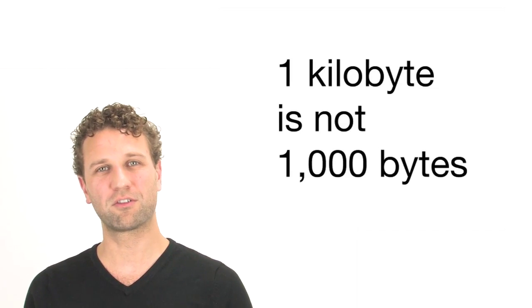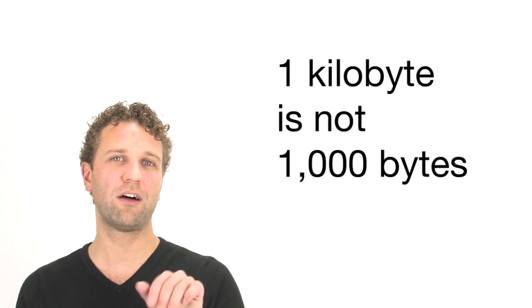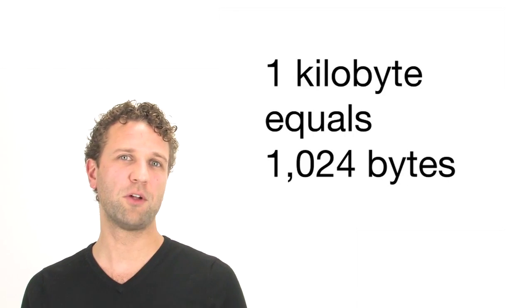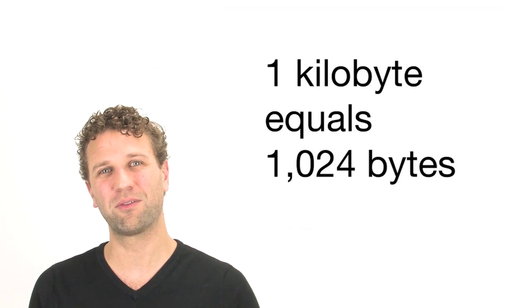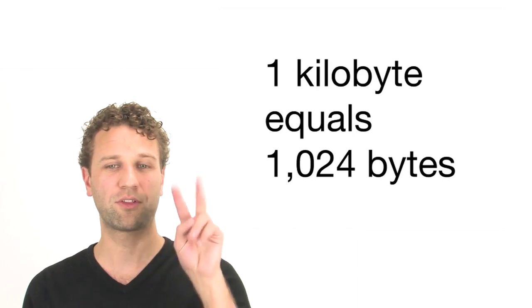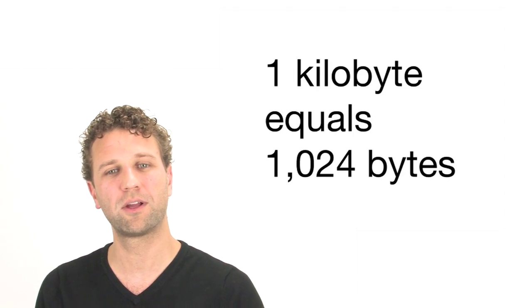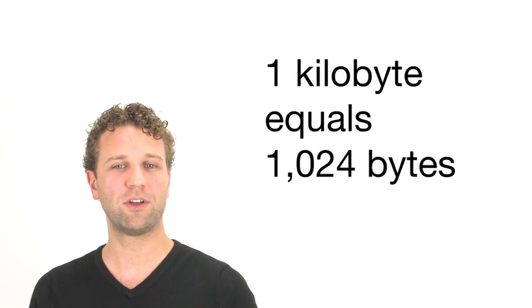Unfortunately, the prefix kilo, in binary, kilobyte, doesn't mean 1,000 bytes. This is commonly misunderstood. It actually means 1,024 bytes. Now that's just a small difference. Only 24 bytes difference between a kilobyte and the pure thousand that you would think of from kilo. But as you'll see later in the video, it actually gets a lot worse.